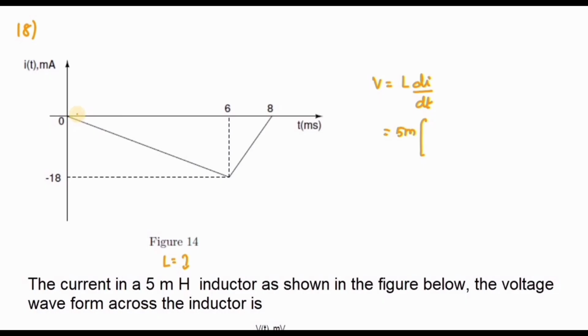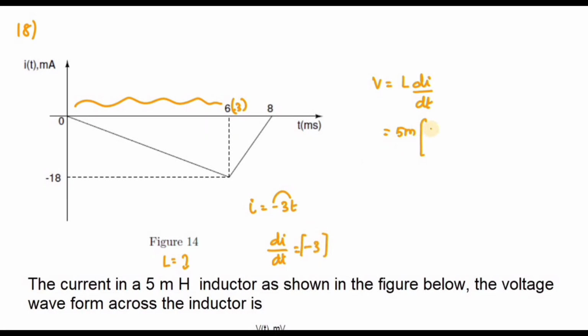So there's some mistake, so you change it to this one. Okay. So V is equal to L dI by dt. So the dI value is minus 18 and the dt value is 6. In other words, I can write I is equal to minus Ct. If I substitute 6 for t, I get minus 18. So I is equal to minus 3t. So what is dI by dt? It is minus 3. Okay, so you get the answer as minus 3 into 5 millihenry. It is minus 15.